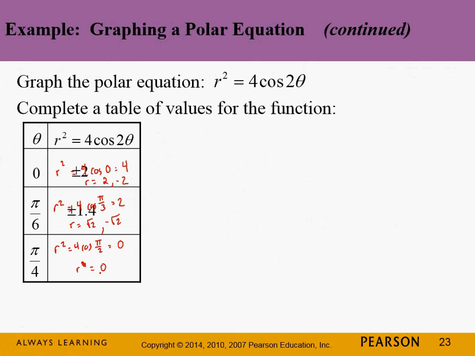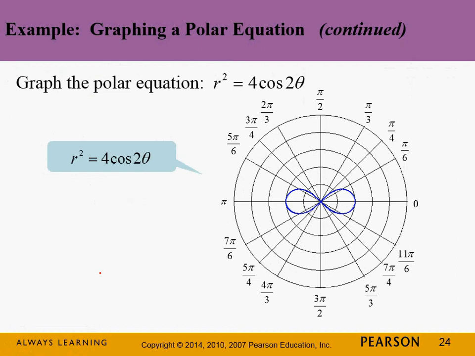Because this is what happens. You get 0 gives you positive 2 and negative 2. Pi over 4. Right, pi over 6, I'm sorry, gives you square root of 2 and negative square root of 2. And then pi over 4 gives you 0. So you get that, and you get that. Okay?